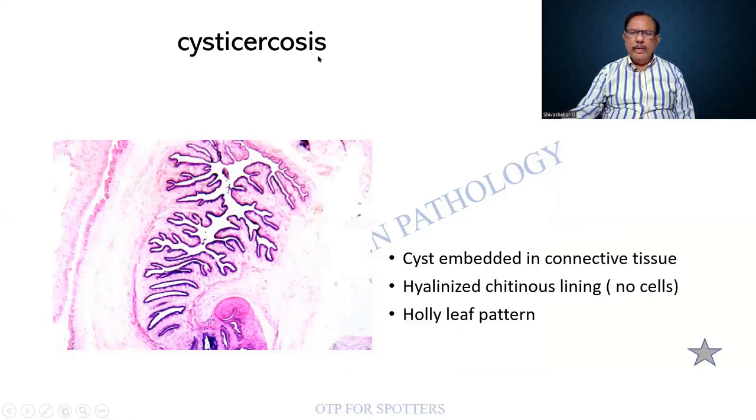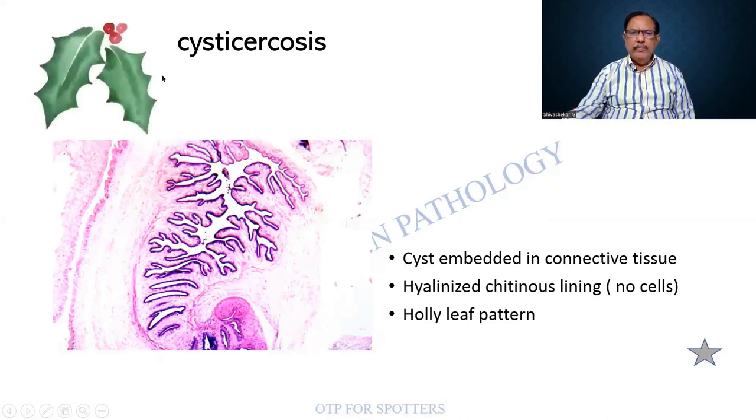What are the points in favor of the diagnosis? There is a cyst that is embedded in a loose connective tissue. This surrounding one is a connective tissue, and this is the true cyst. The inner lining is chitinous. There are no cells that are seen in it. And the entire outline is somewhat leaf-like. My professor used to describe it as a palm leaf-like pattern. This is what I see. And the diagnosis is cysticercosis.